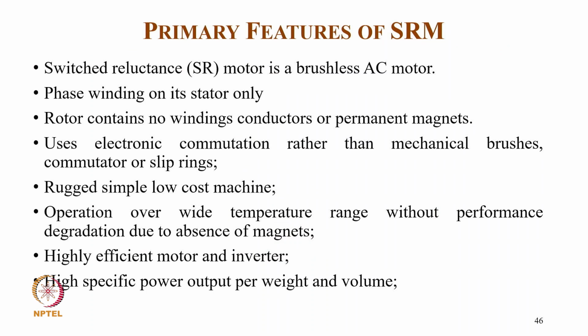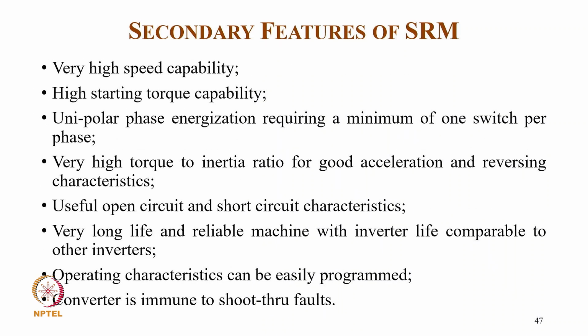So coming to now primary features of reluctance motor. Reluctance motor is a brushless AC motor. Primary winding is on stator only. The rotor contains no winding conductor or permanent magnet, and uses electronic commutation rather than mechanical brushes, commutator or slip rings. Rather simple low cost machine. Operation over a wide temperature range without performance degradation due to the absence of magnet, highly efficient motor and inverter, and high power output per weight and volume.